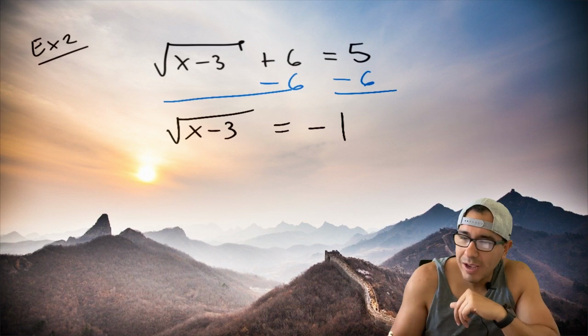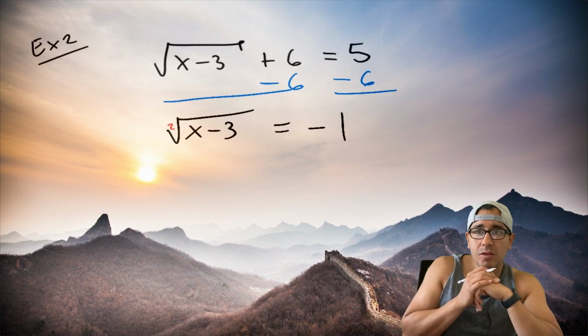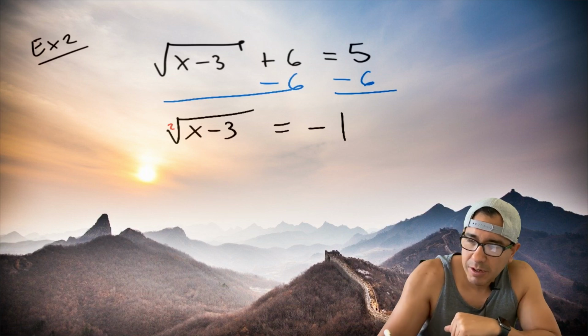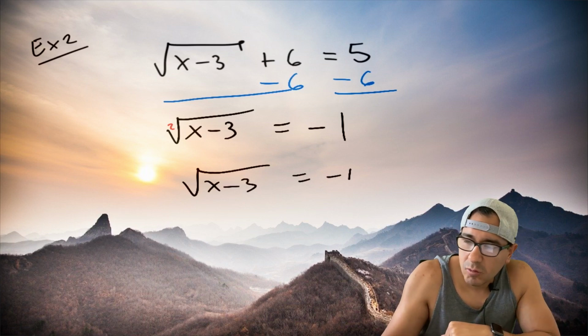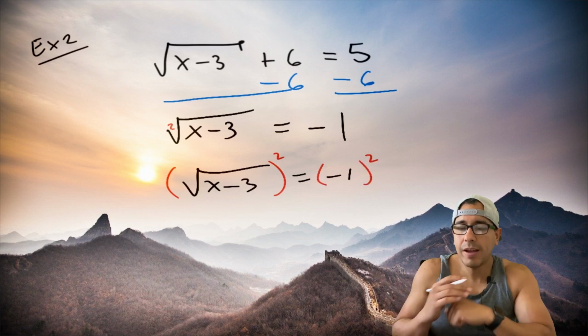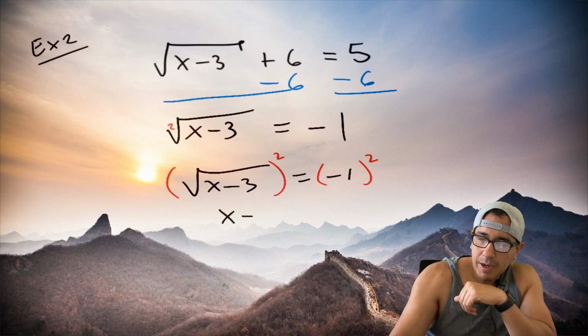All right, so let's continue the march. I told you we're going to put a 2 there. So let's go ahead and square both sides. Let me copy this down again just so we can see what we're doing. I'm going to square both sides so I can cancel that square root. Now we end up with x minus 3 equals 1.